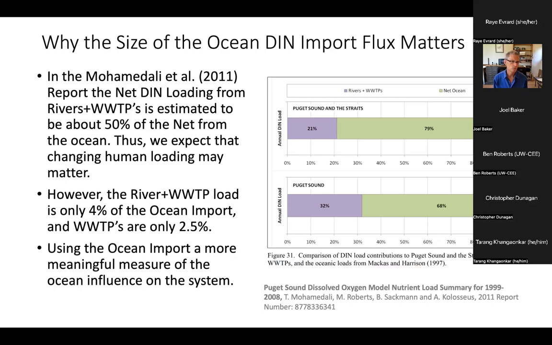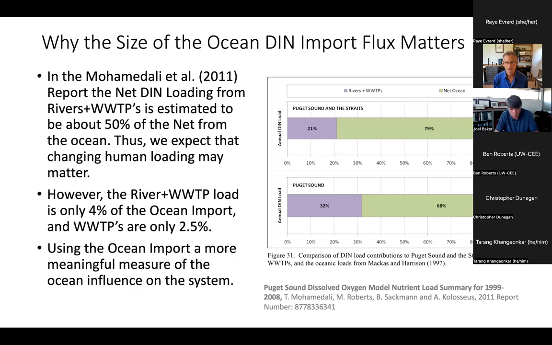But if you use numbers from the model I just showed, and just compare the inflow, the net loading of DIN from the inflowing branch of the estuarine exchange flow, the fraction due to rivers and wastewater treatment plants is only about 4%. The part due to wastewater treatment plants alone is 2.5%. And this is probably a more correct way of looking at things if you're just trying to get a back of the envelope estimate of the importance of the ocean.